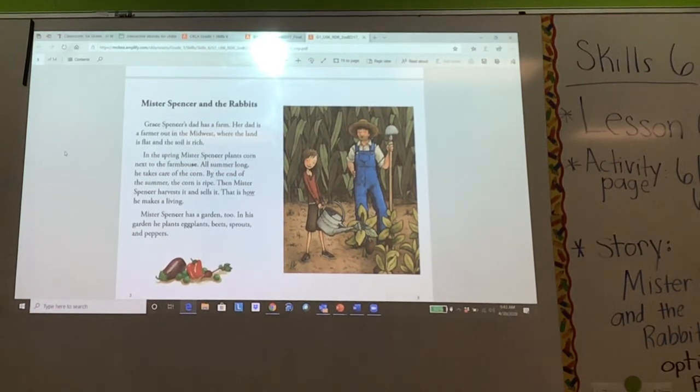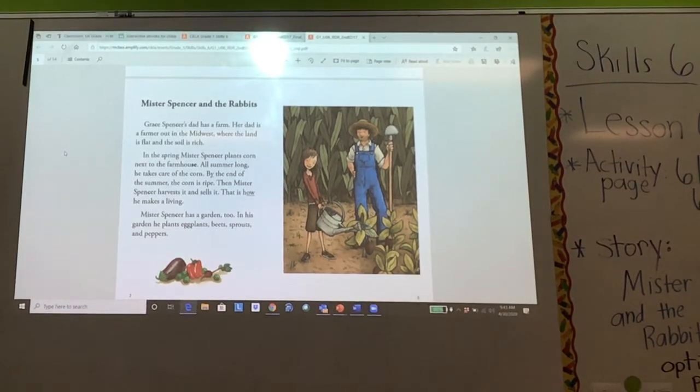Her dad is a farmer out in the Midwest where the land is flat and the soil is rich. In the spring, Mr. Spencer plants corn next to the farmhouse. All summer long, he takes care of the corn. By the end of the summer, the corn is ripe. Then Mr. Spencer harvests it and sells it.